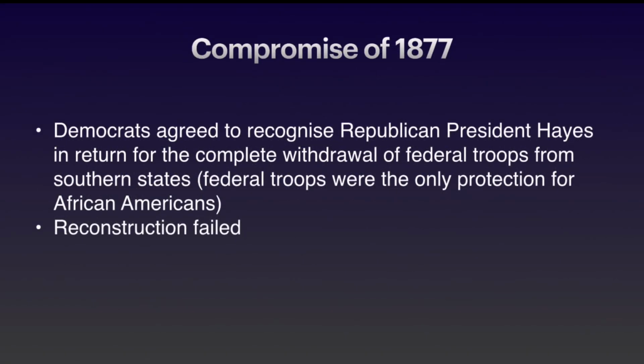The Compromise of 1877 marked the ending of Reconstruction. This was where the Democrats agreed to recognize the Republican President Hayes in return for the complete withdrawal of federal troops from the South. This meant that there would no longer be any sort of federal presence in the South, and these federal troops were the only protection for African Americans, as they were there to make sure that the civil rights legislation was enforced. But since they were removed, this meant that the North lost interest in enforcing civil rights in the South.